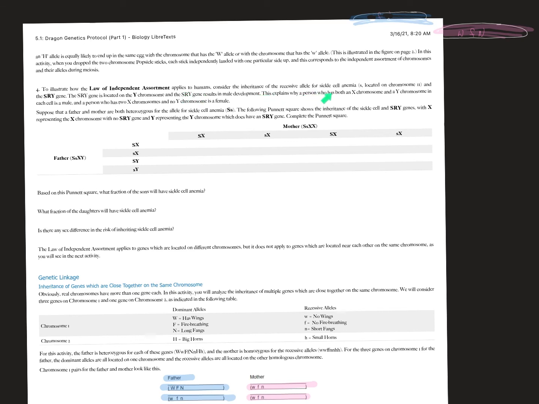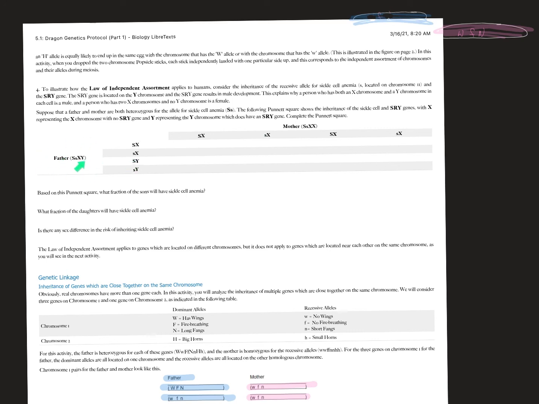Suppose your father and mother are both heterozygous for the allele for sickle cell. So mom and dad are big S, little s. The following Punnett square shows the inheritance of sickle cell and SRY genes with X representing the X chromosome with no SRY gene, and Y representing the Y chromosome, which does have an SRY gene. Complete the Punnett square.